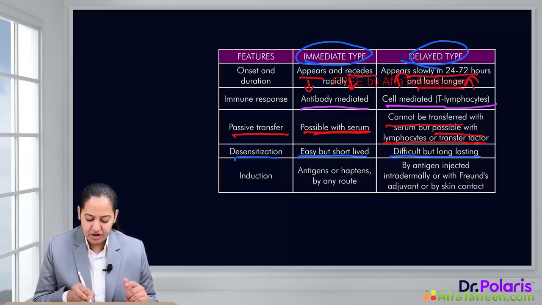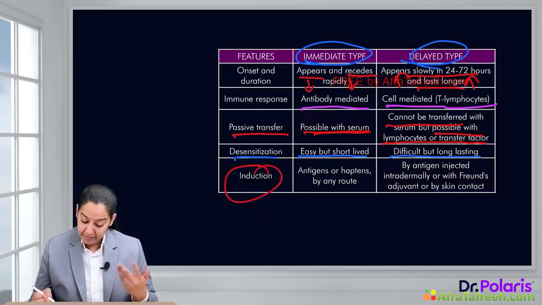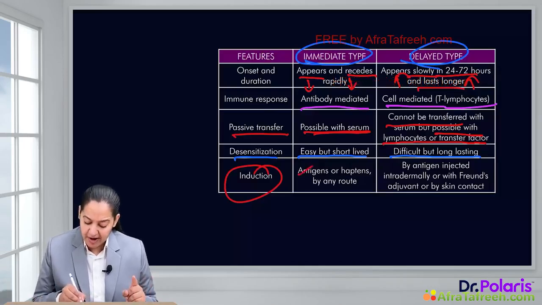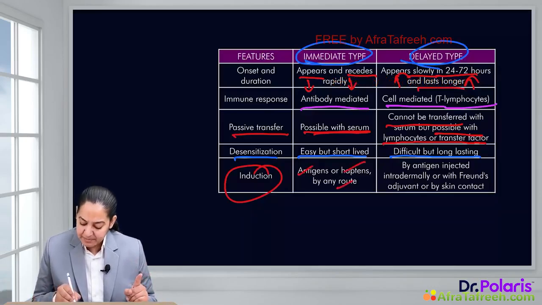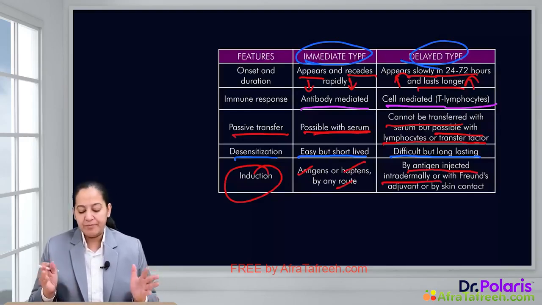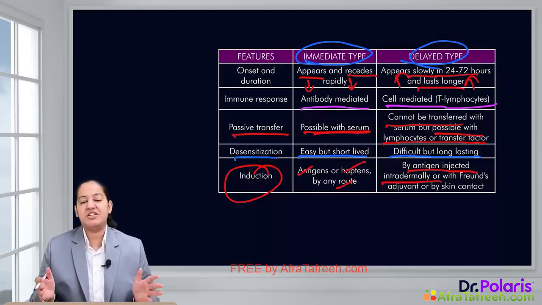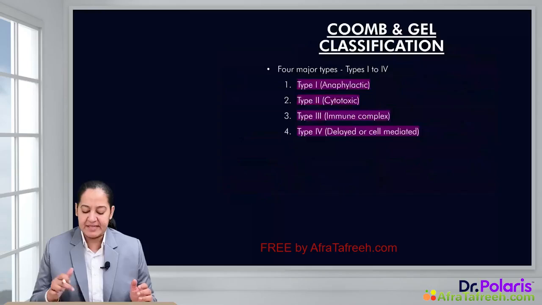Now coming to the induction. Induction of the immediate type is by antigens or haptens or by any route. But in the delayed type, induction is by antigen only if injected intradermally, not by any route. So these are the differences between the immediate type and the delayed type, the two types of hypersensitivity.